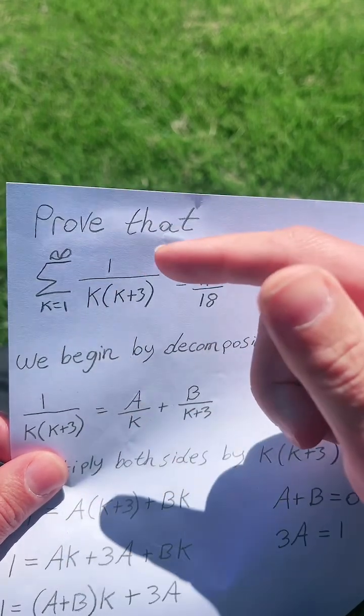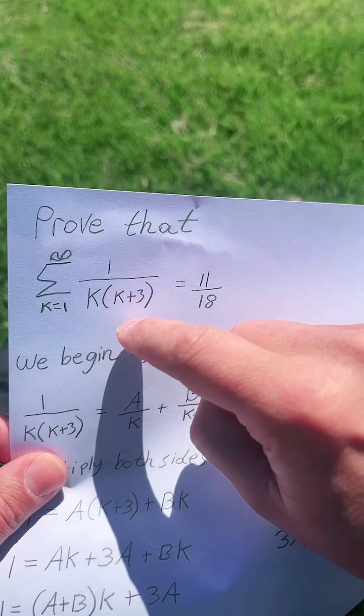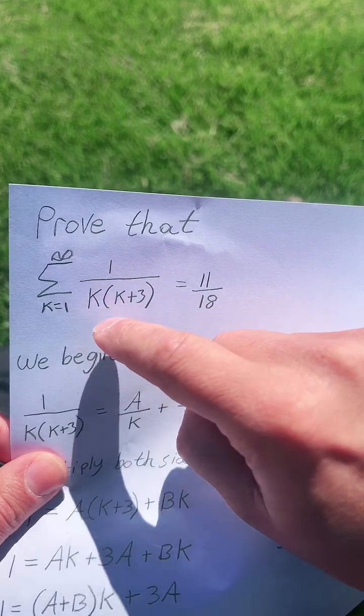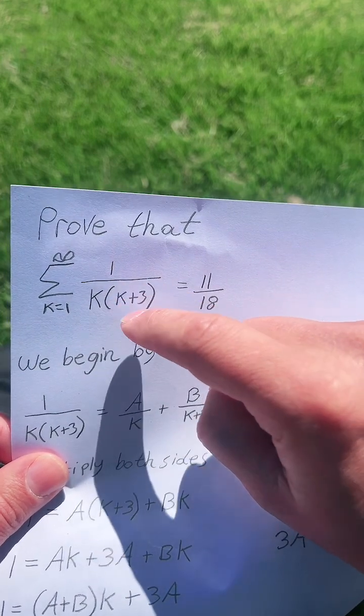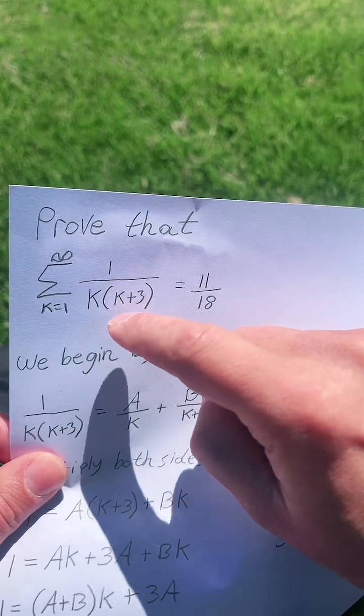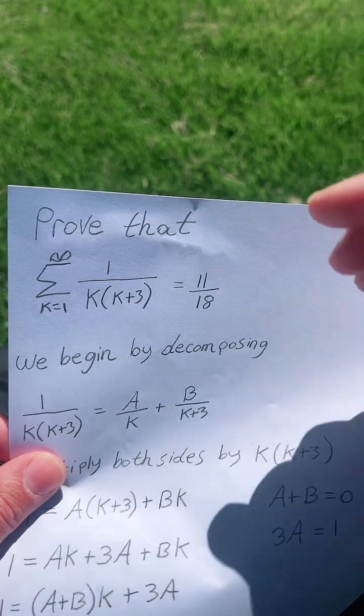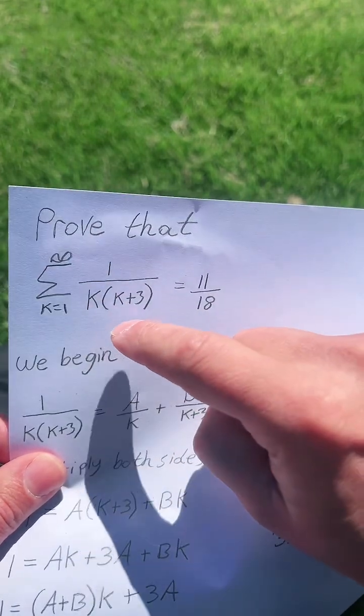But then this symbol here, capital sigma, means we're adding. So then we have plus, when k is equal to 2, 1 over 2 times 2 plus 3. So that's 1 over 2 times 5, so I guess we have 1/10. And then we have plus, when k is equal to 3, 3 plus 3, so 6 times 3, so I guess 1/18.